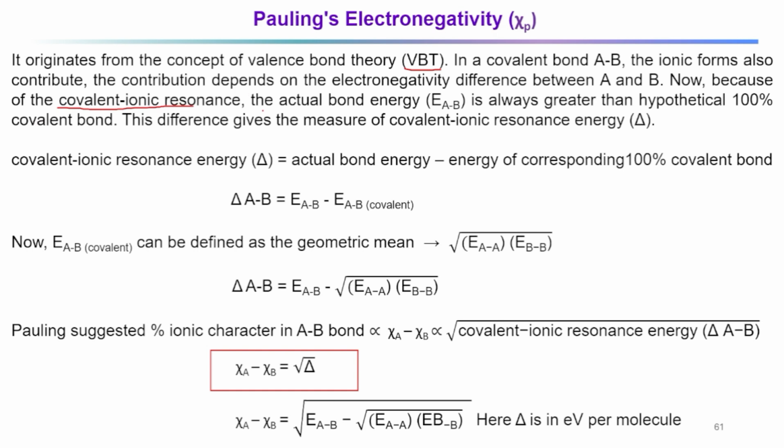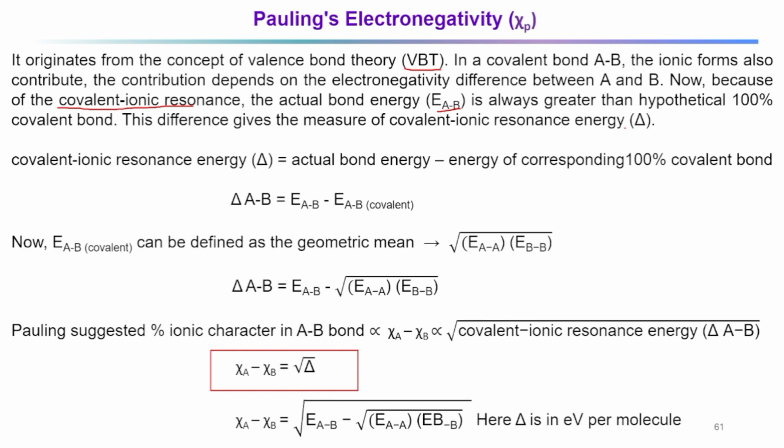Some part is coming from the covalent bond, some part is coming from the ionic contribution. That's why, because of this ionic resonance, because of the presence of this ionic nature, the actual bond energy, which is EAB, is always greater than the hypothetical 100% covalent bond. This difference gives the measure of covalent-ionic resonance energy. If you take the actual bond, which has higher strength, and subtract the hypothetical 100% covalent bond between A and B, the amount you get represents the covalent-ionic resonance energy.